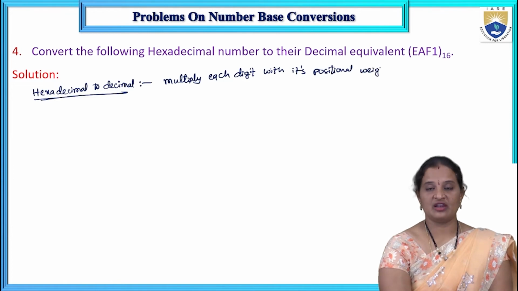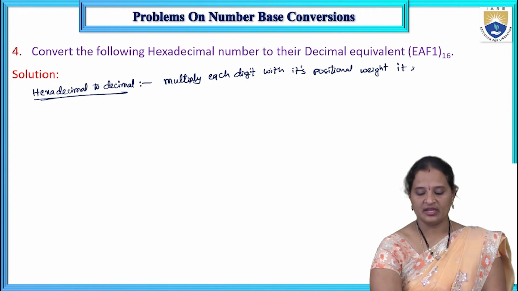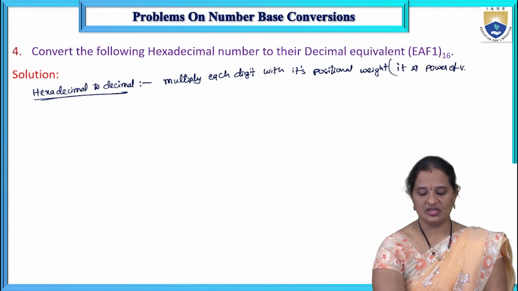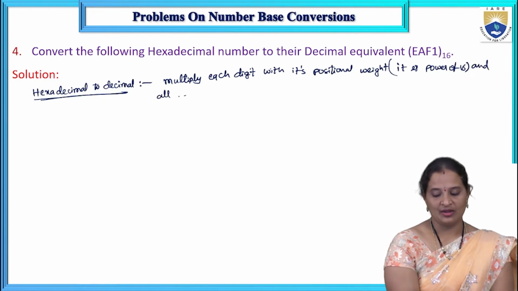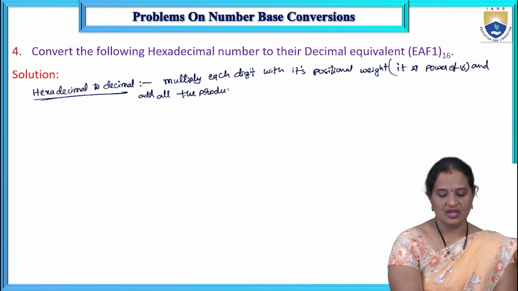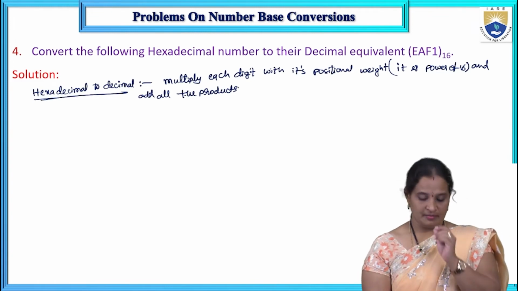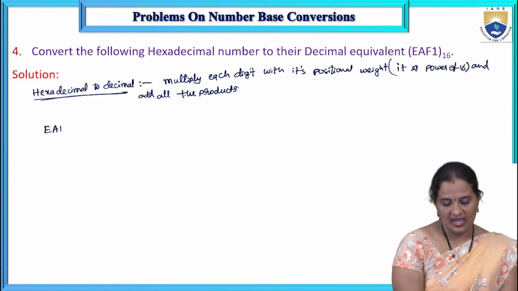So what is a positional weight in the case of the hexadecimal number system? It is a power of 16. Multiply each digit by its power of 16 and add all the products, so that you will be able to get the decimal equivalent of the given hexadecimal number. Now I am taking the hexadecimal number EAF1 to the base 16.